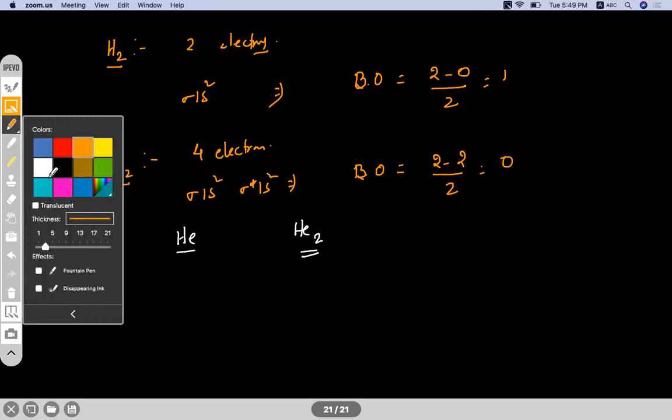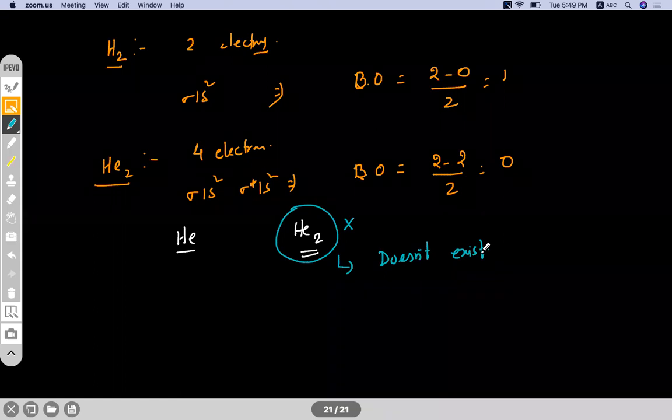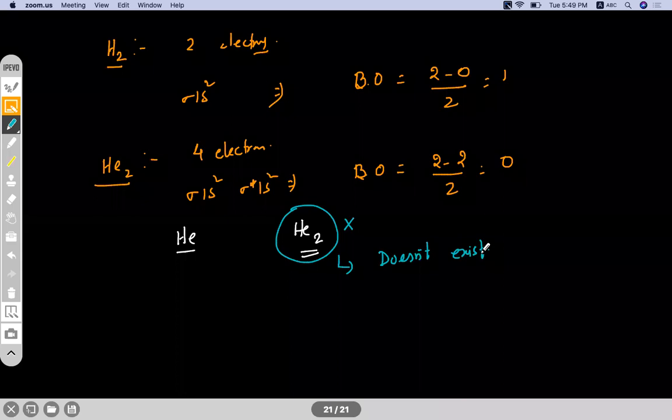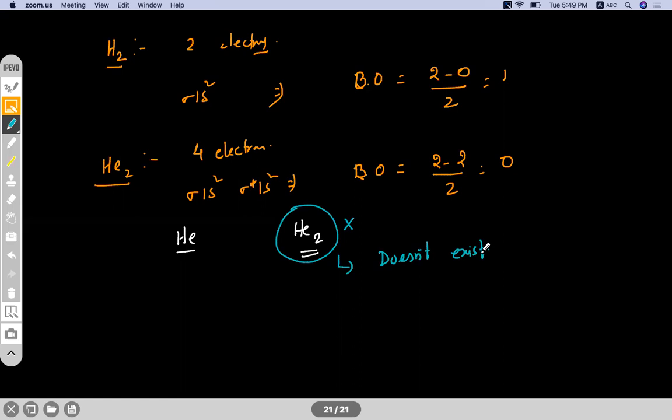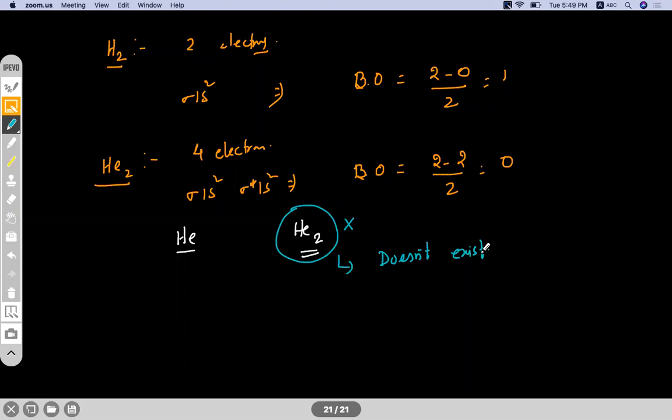This is not possible. Are you getting it, guys? We can conclude that it does not exist, because there is no bond. So the molecule for which the bond order is 0 does not exist. We can generalize this. If the bond order is 0, then the molecule does not exist. Correct? Even on this, they have asked questions in the exam. They'll give you 4 options and ask which one of these molecules does not exist. To find out, calculate the bond order, and if it comes out to be 0, that is your answer.